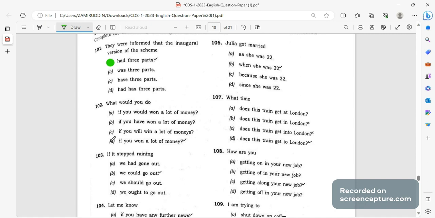What would you do if you won a lot of money? This is a question. So obviously, a lot of monies won't be the right answer. This is eliminated. And if you have won, if you would won, this is completely wrong. Out of B and C, the right answer is: what would you do if you won a lot of money? Go with the simple option that mostly turns out to be true.